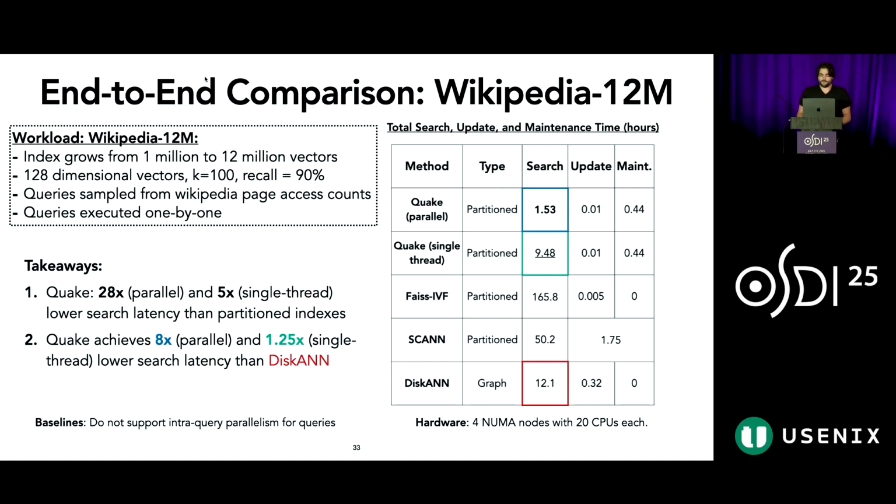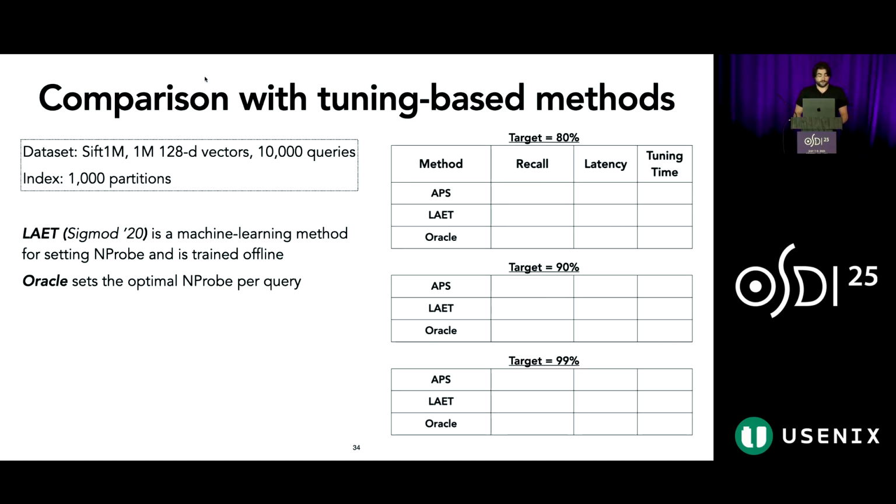And what this represents here is a significant advancement over existing partitioned indexes. Traditionally, graph indexes have been superior in terms of search latency, and so this allows us to become much more competitive. In this case, we were able to exceed their performance in both the single-threaded and parallel configuration. Now, I'd like to turn our attention to the comparison of adaptive partition scanning with tuning-based methods for meeting recall targets.